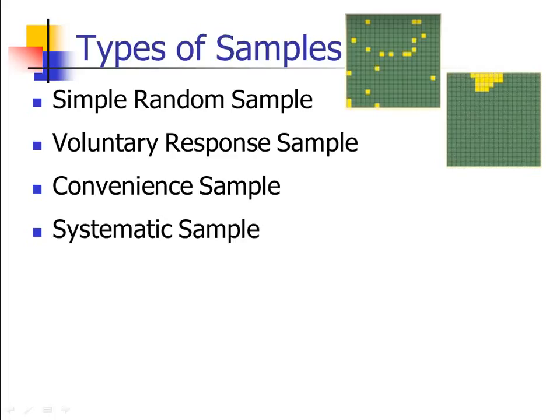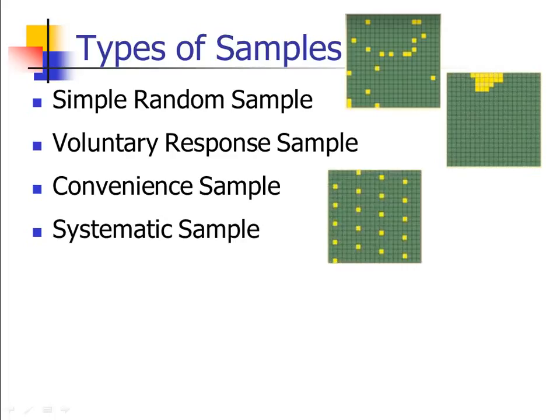Systematic sampling is where I take like every fifth one. So this is like in productions and things like that, it makes a lot of sense. So I'm just going to take every fifth one. The danger with systematic samples is that if there was an inherent pattern in the process, it could throw off our data.